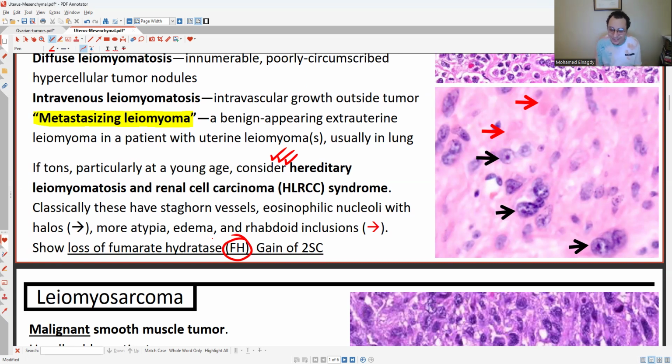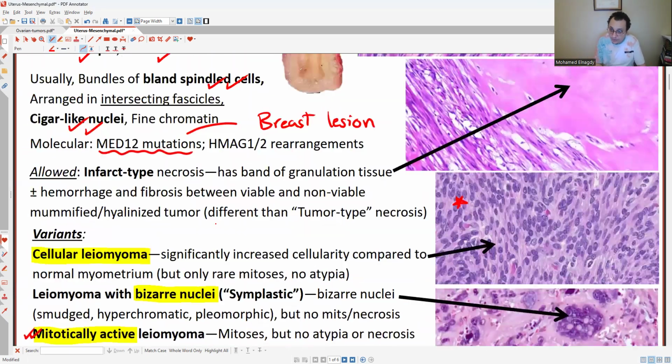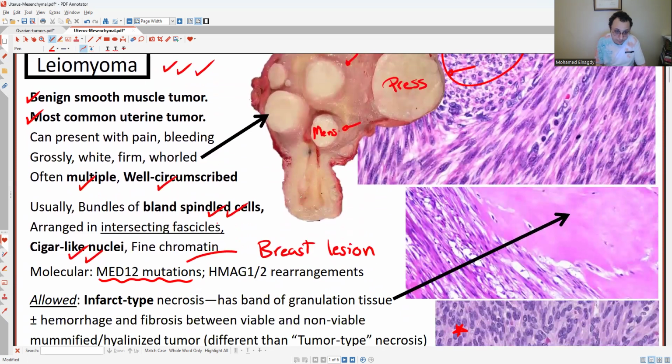But you need to memorize it even if it's not written here. So please memorize that when you have a patient with multiple leiomyomatosis, you need to specifically look at the radiology of this patient and see if there is any associated renal mass, which might be FH-deficient RCC. It's a syndrome called HLRCC, hereditary leiomyomatosis and renal cell carcinoma syndrome. So remember that for leiomyoma.